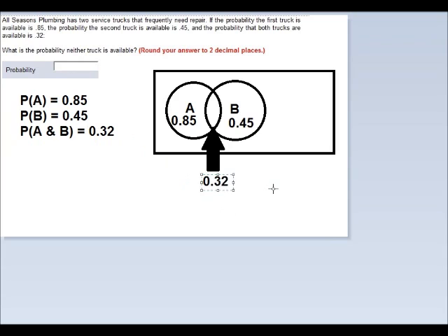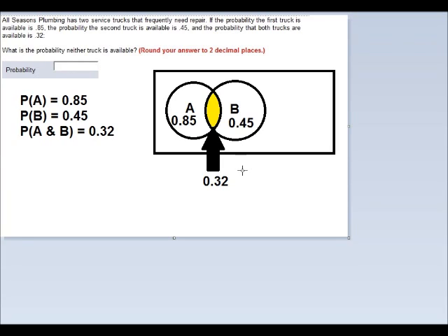Now, what does that mean, overlap? And let me color in that overlap. What that overlap means is that 0.32 is part of this 0.85, and it's also part of this 0.45. So it's been added twice. Well, what do we do if it's been added in there twice? If we subtract it out once, then it will still be in there, but the duplication will be removed. And that's what we want.